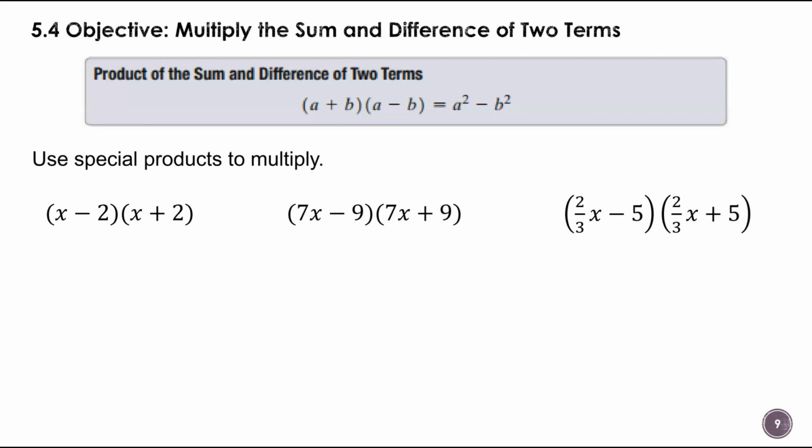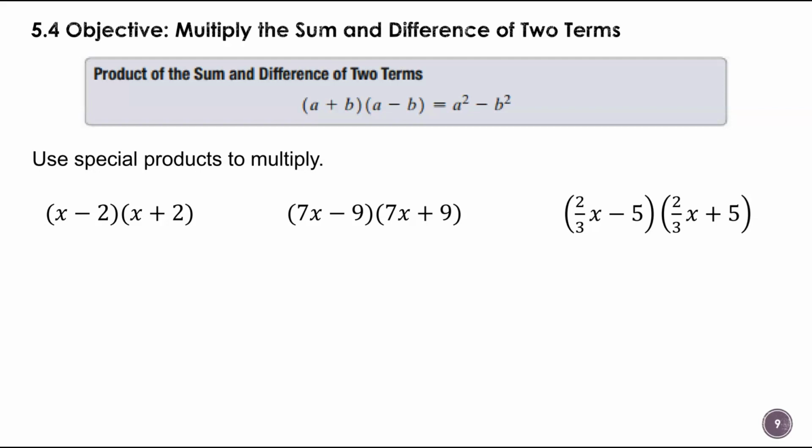All right, then I have to do my workaround. Okay, so I got my screen back here, and this one is also a special product. It is the sum and difference of two terms. So if you'll notice, the A and the B are the same terms, except for the sign, right? So the sign changes. But we have a shortcut here.